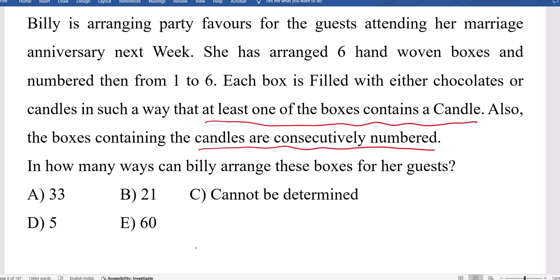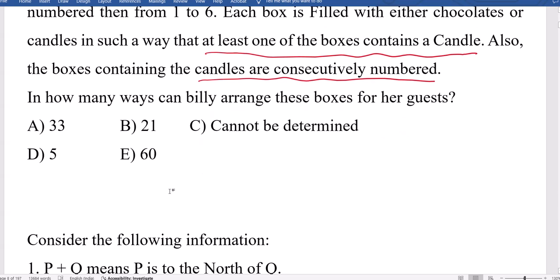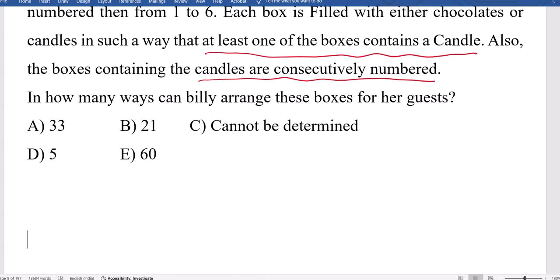If this condition, consecutively numbered, is not there, it means total arrangements minus no candle. We can do that actually. Like the probability of success is 1 minus the probability of failure, at least one candle means total minus no candle in the boxes. That can be done, but one more condition is given. That's why we have to be alert. Now listen. Yes, 21. We'll see.